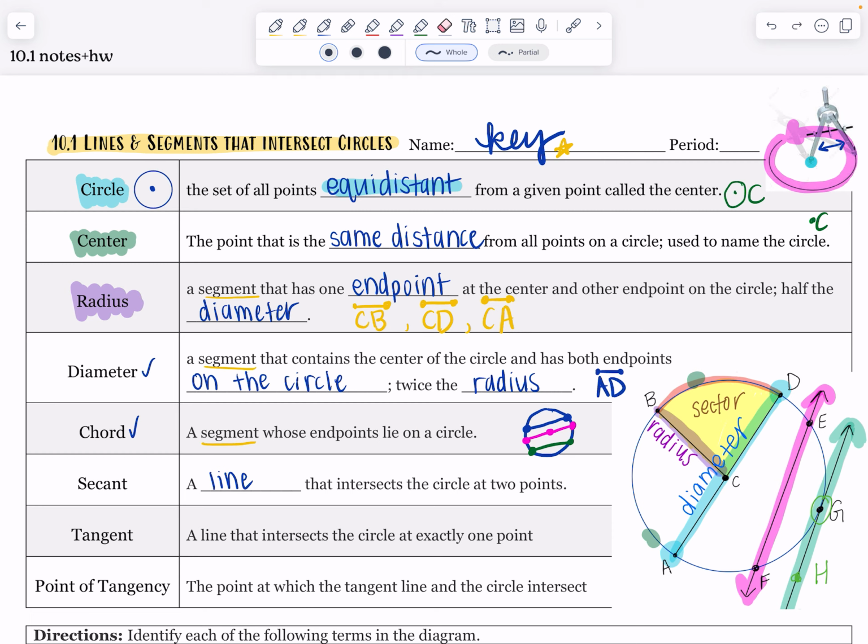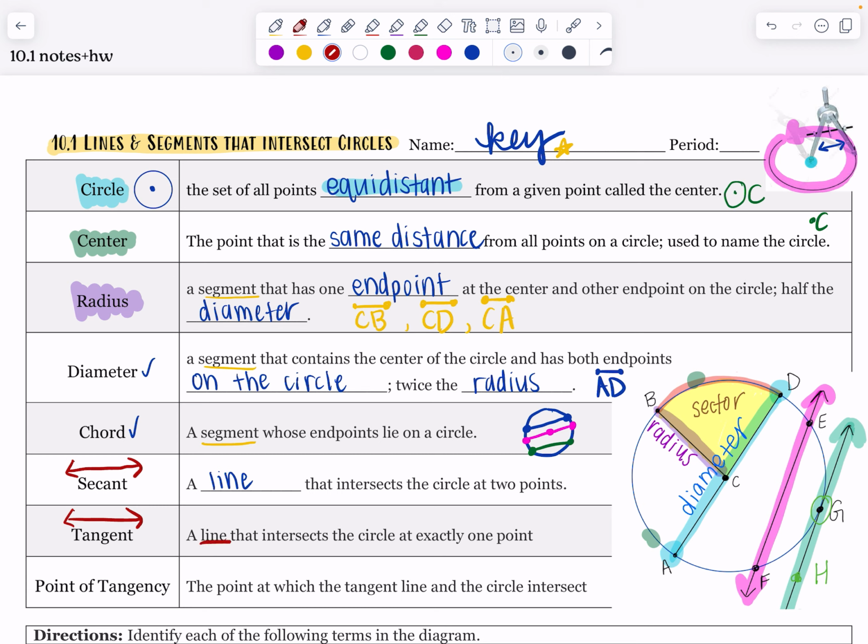Okay, so what is a secant? Now all of a sudden I go from saying segment, segment, segment to the word line. Now this is going to be important. A secant is a type of line, and a tangent is a type of line. So we have a secant line and we have a tangent line. It's going to be important.